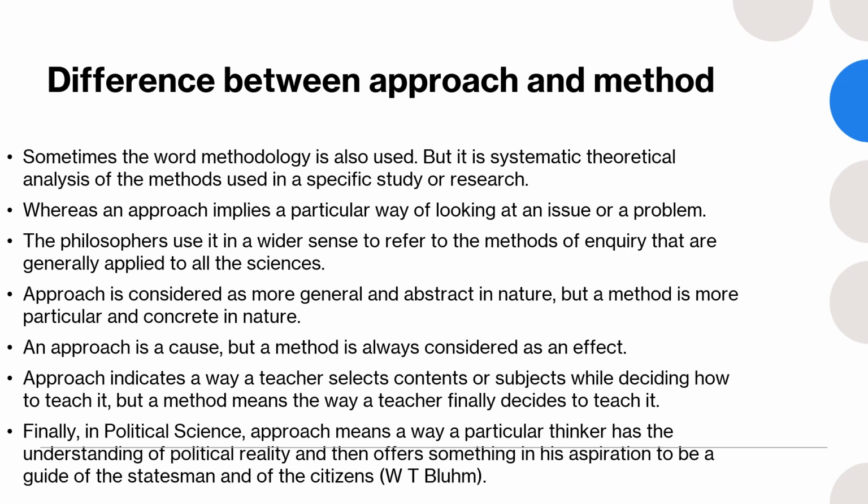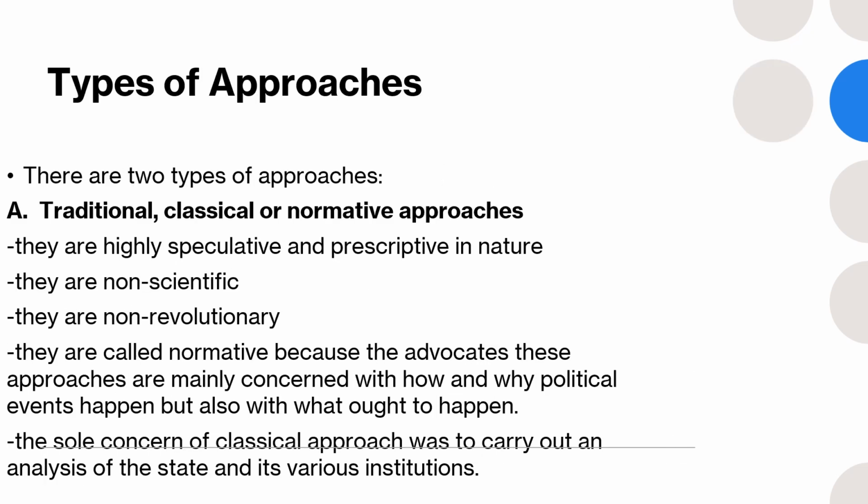An approach indicates the way a teacher selects contents or subjects while deciding how to teach it, but a method means the way a teacher finally decides to teach it. Have you got it now? Finally, in political science, approach means the way a particular thinker understands political reality and then offers something in his aspiration to be a guide of the statesman and of the citizens.